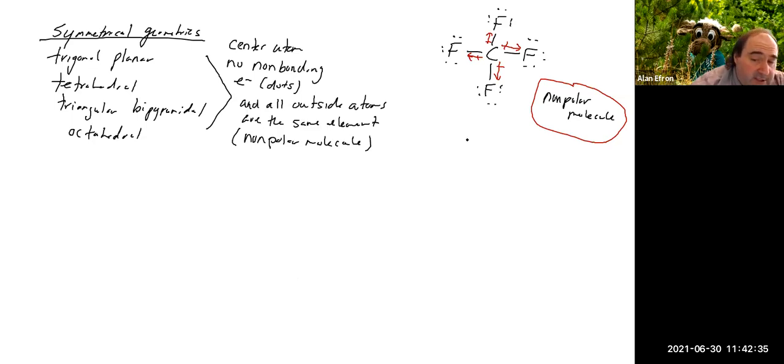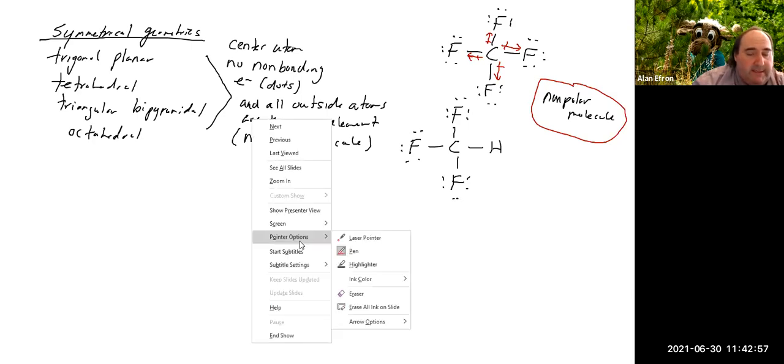So let's change this just slightly by taking one of our fluorines and swapping it out for a hydrogen. So what happens in terms of this molecule? Well, we definitely see four electron pairs, four bonds. We definitely see no dots on the central atom.